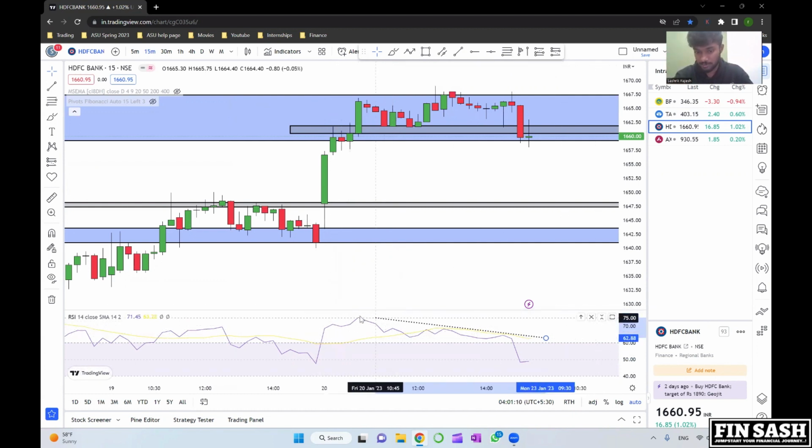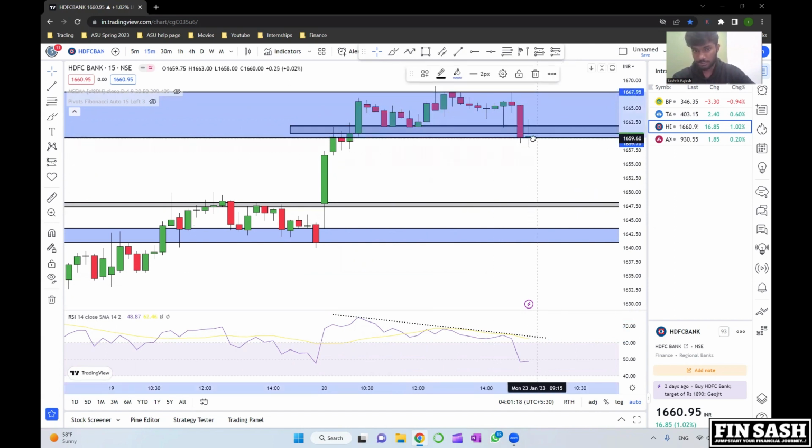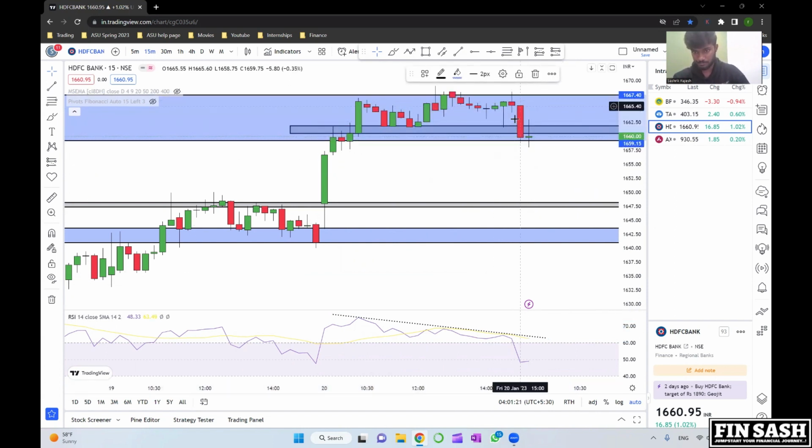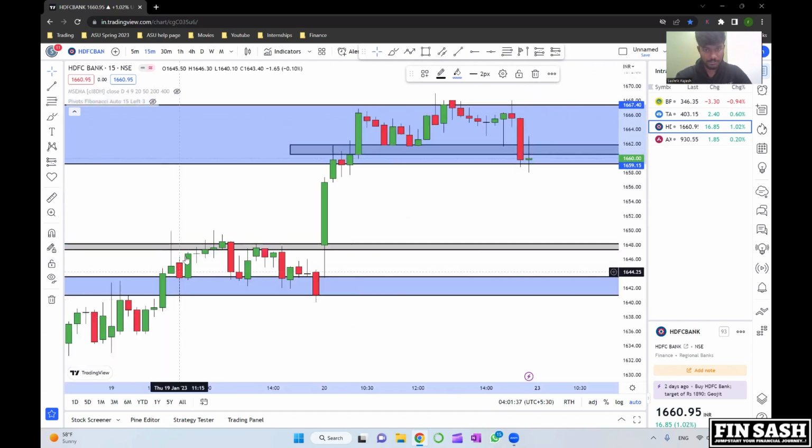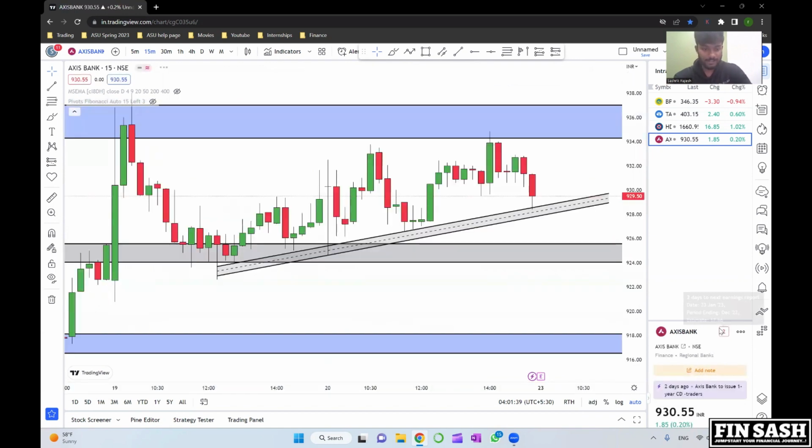So there is a divergence here. When the market's at this level, the momentum of buying is decreasing. So that's what this break shows, right? So this big red candle shows that sellers are coming into play. So this is a good opportunity to short the stock. And this could be a first level, this could be a second level, right? That's HDFC. Moving on, Axis Bank.